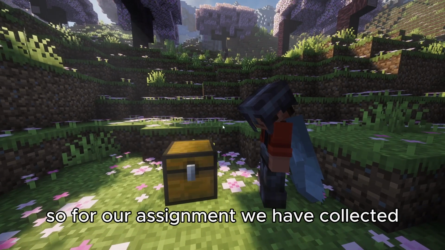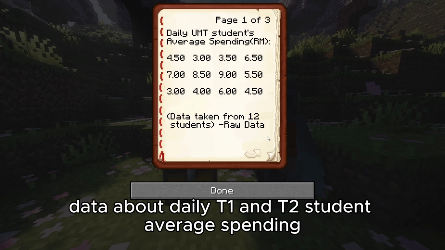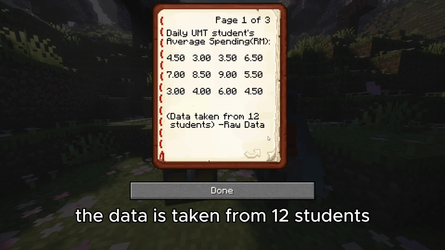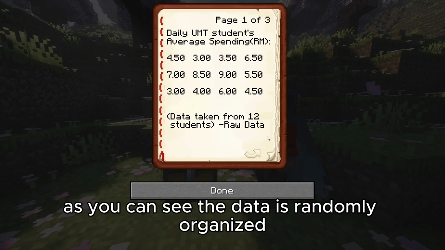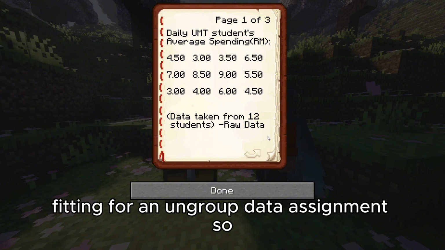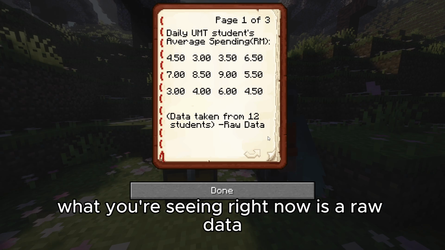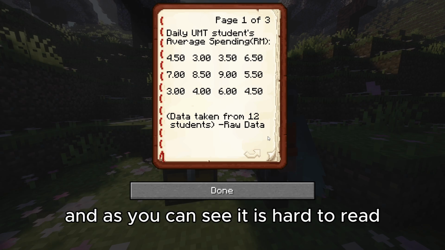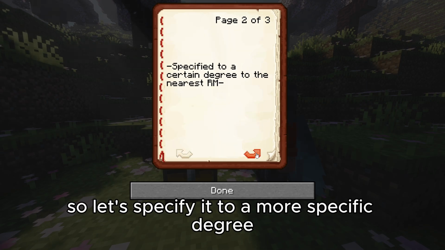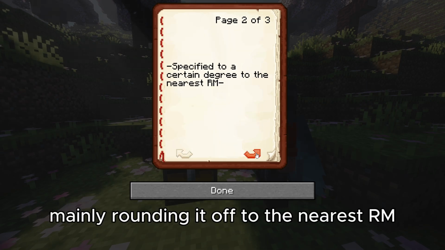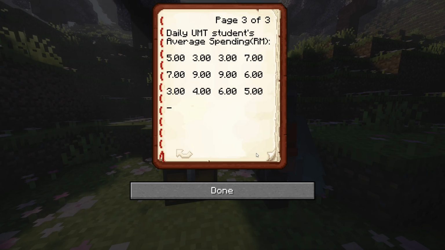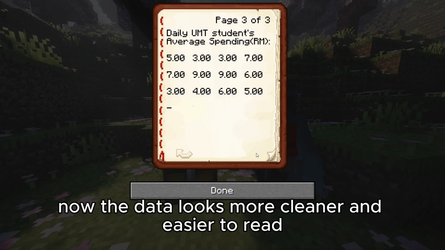So, for our assignment, we have collected data about daily T1 and T2 student average spending. The data is taken from 12 students. As you can see, the data is randomly organized, fitting for an ungrouped data assignment. So, what you're seeing right now is raw data, and as you can see, it is hard to read. So, let's specify it to a more specific degree, mainly rounding it off to the nearest RM. Now, the data looks cleaner and easier to read.